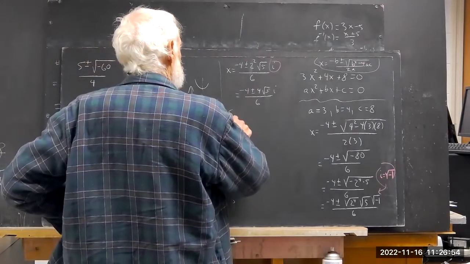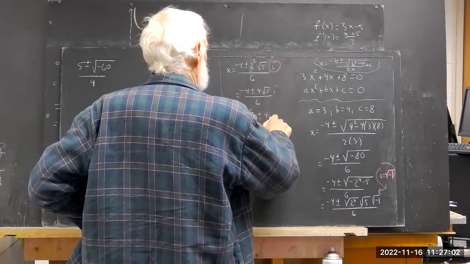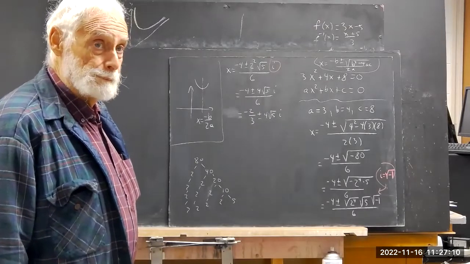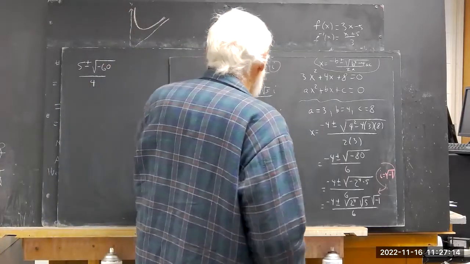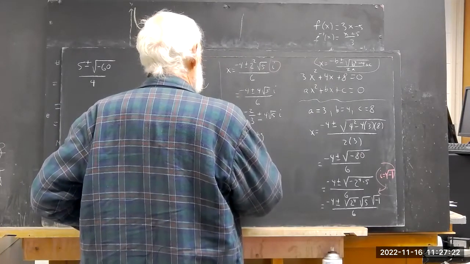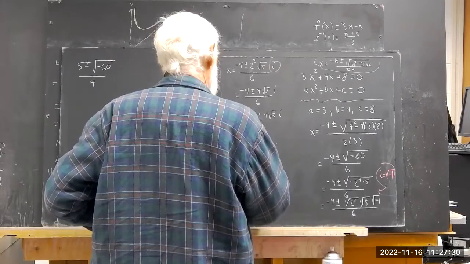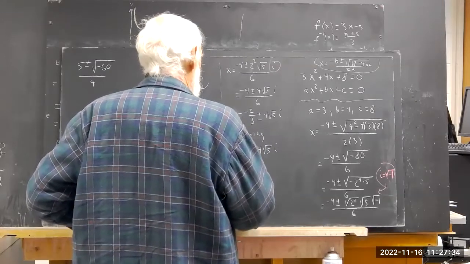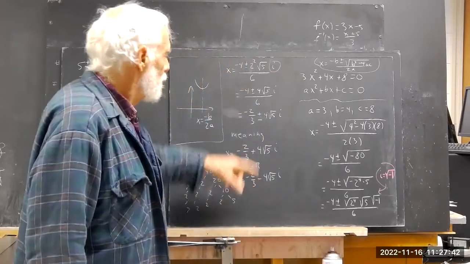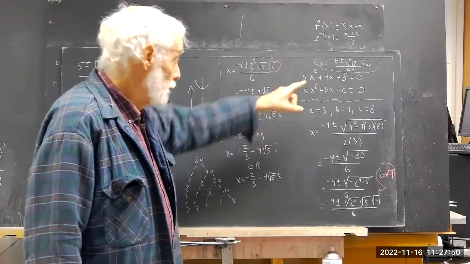So, then we can say this is negative 2/3 plus or minus 4 square root of 5i. This means X could be this, or X could be this. So the plus or minus means you can choose the plus or you can choose the minus. They're different, but each one is a solution for the equation.